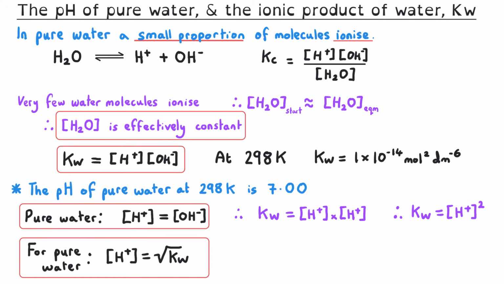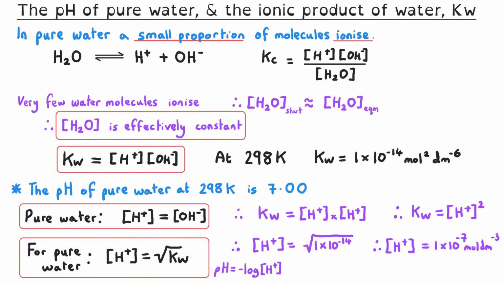And so as a result of that, the square root of Kw is equal to the hydrogen ion concentration. And so the square root of 1 times 10 to the minus 14 is 1 times 10 to the minus 7. And so that's the hydrogen ion concentration for pure water at 298 Kelvin. And so if we take the negative log of this value to find the pH, what we can see is this gives us a value of 7.00. And so we've proven that at 298 Kelvin, pure water has a pH of 7.